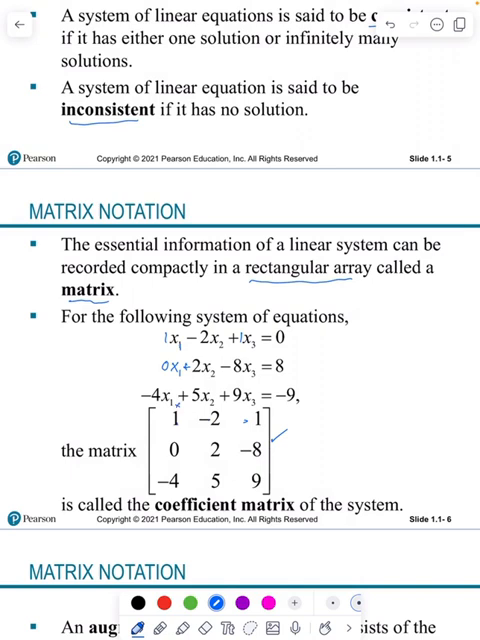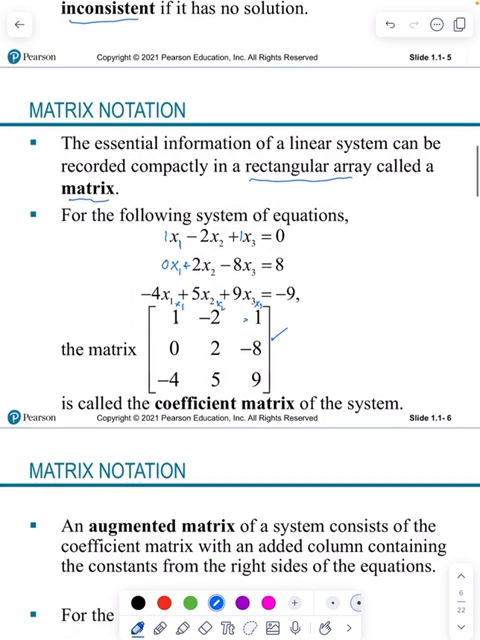So it means the first column is all the coefficients of x1, the second column represents all the coefficients of x2, and the third column represents the coefficients of all the x3. So this matrix is called the coefficient matrix of the system of equations.